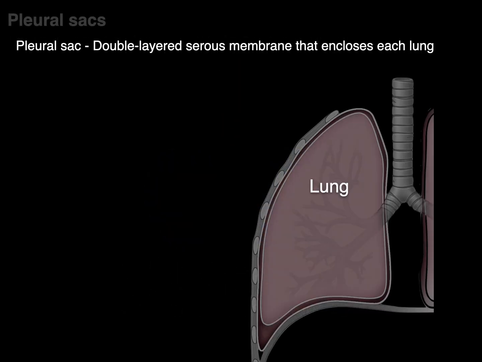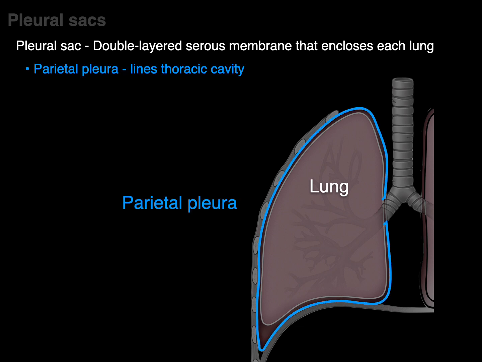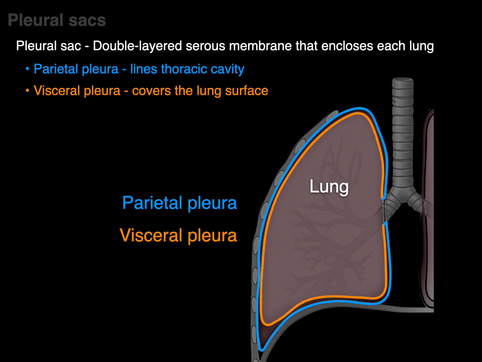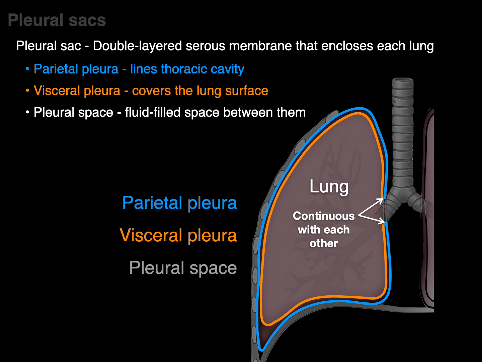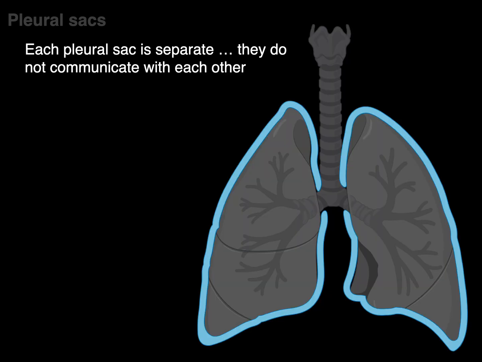So the pleural sac is a double-layered serous membrane that encloses each lung. The parietal pleura, in blue, lines the thoracic cavity. The visceral pleura, in orange, covers the lung surface, and they are continuous with each other at the root of the lung. And the pleural space, well, that's the fluid-filled space between them. The left and right pleural sacs are separate and they do not communicate with each other. Infection in one right pleural sac may not influence the left.